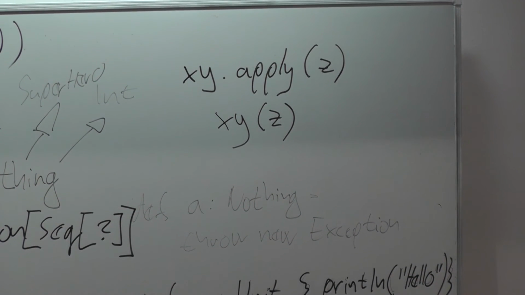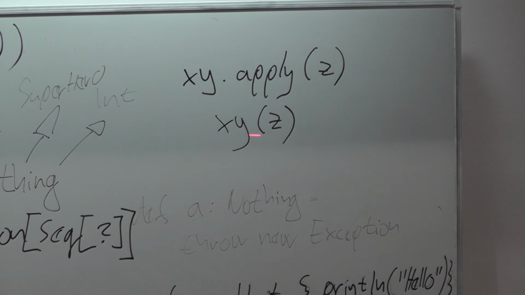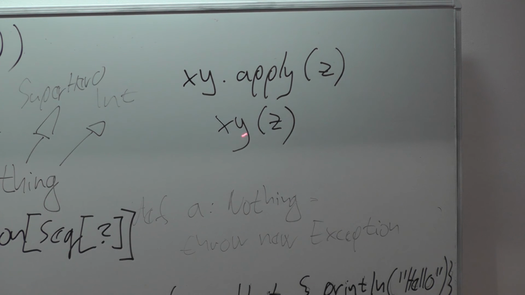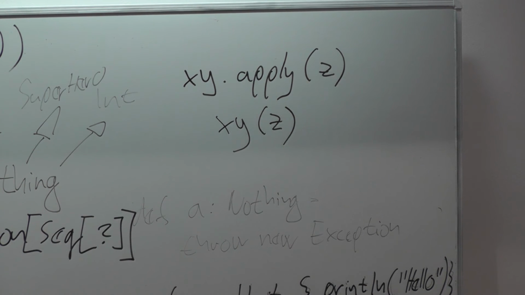The compiler, in this case, asks: okay, x, y, what is it? Is it a function? If it is, call it with the parameter z. If it's not, does it have an apply method? And if it does, call it with the parameter z. This is what you write. This is what you get. And actually, a function has an apply method.